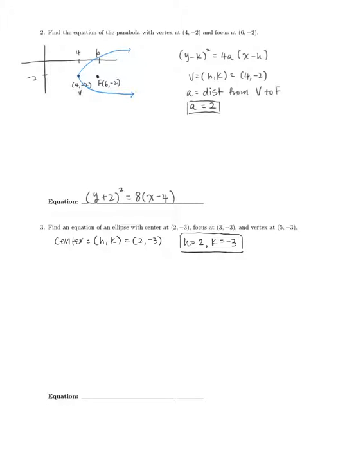Okay, now a, little a, is nothing but the distance from center to vertex. So again, a is the distance from center to vertex. Okay, so it looks like what? A must equal 3.